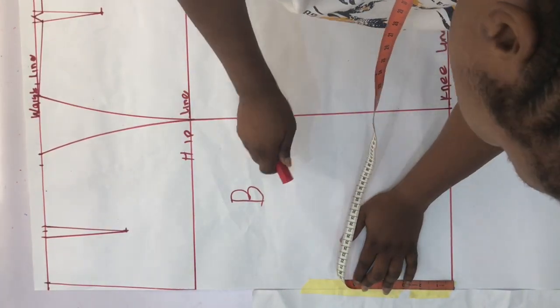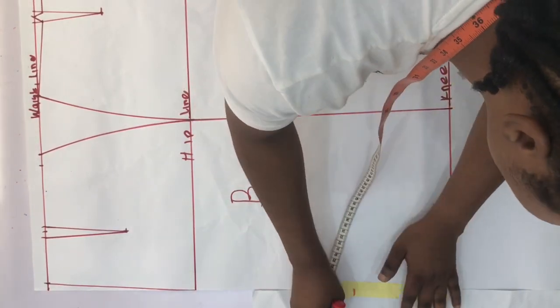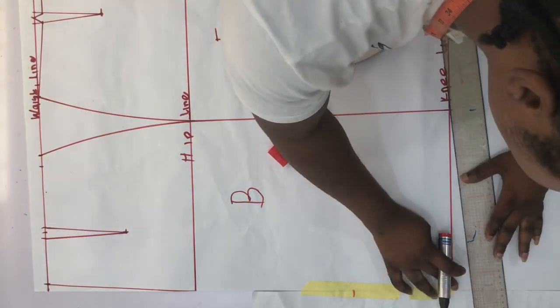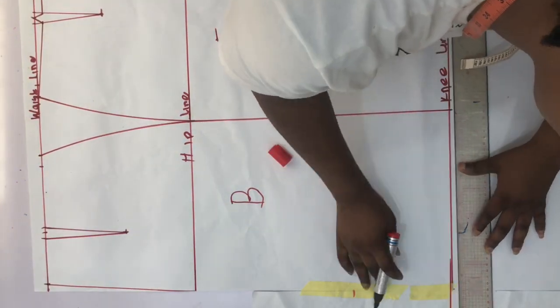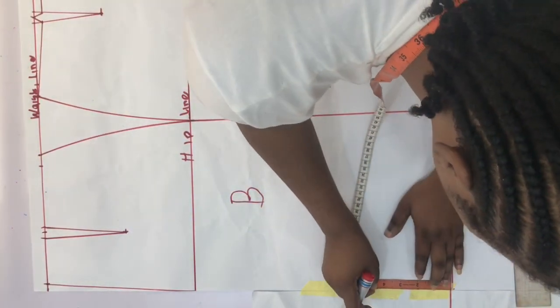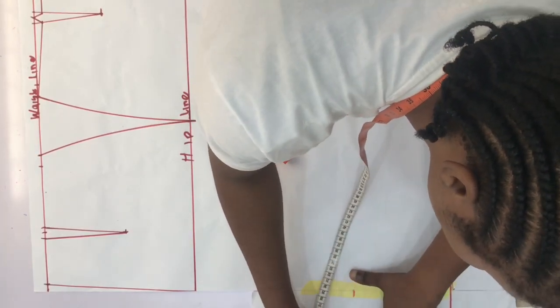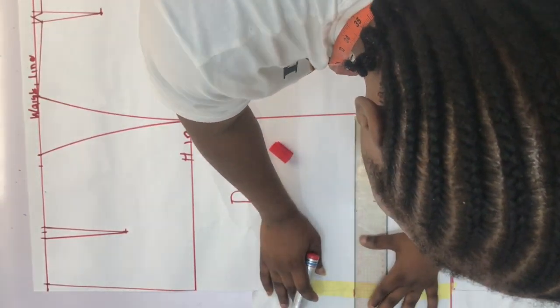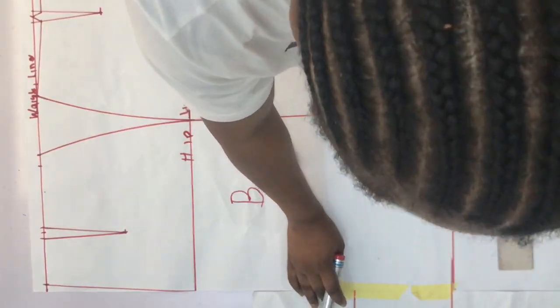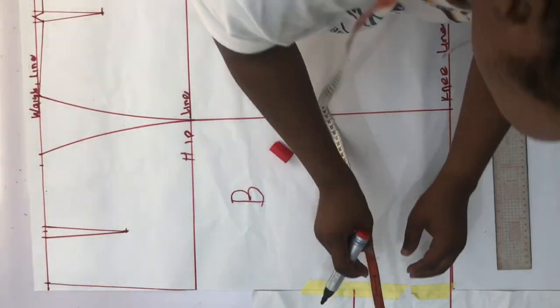Now from the knee line, I'm going to be coming up by 6 inches. You can also decide to come up by 5 inches or 7 inches, depending on how long you want your vent to be, but mine is going to be 6 inches. Then on the width, I'm going to be using 2 inches. So I'll connect it, as you can see me do here.